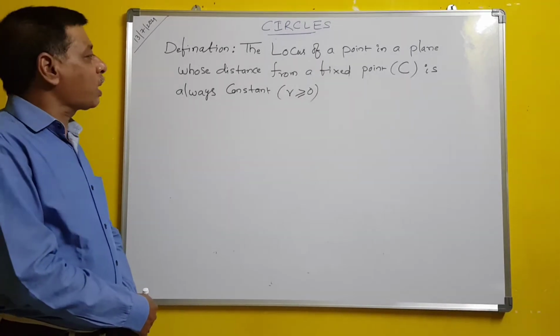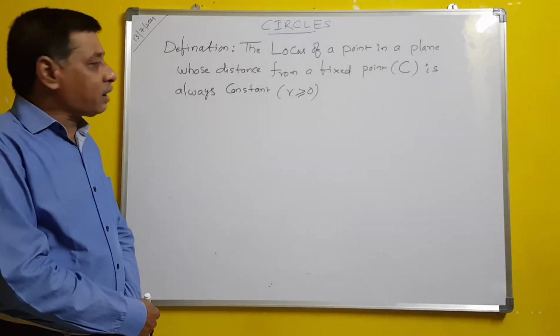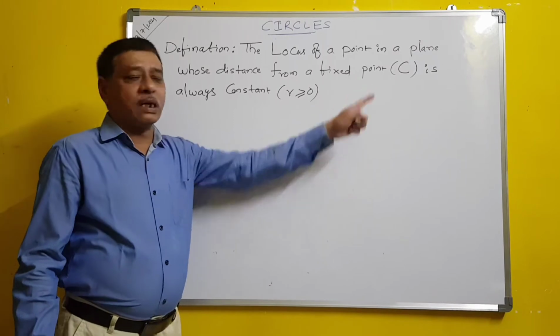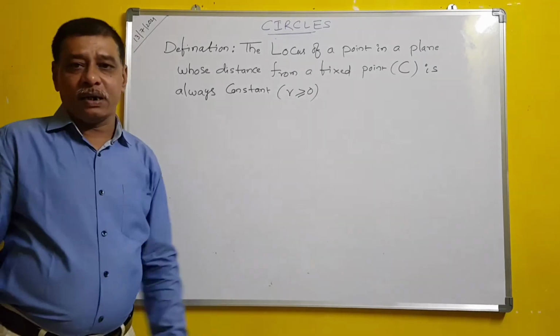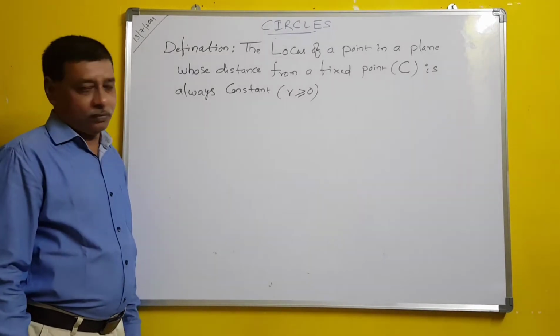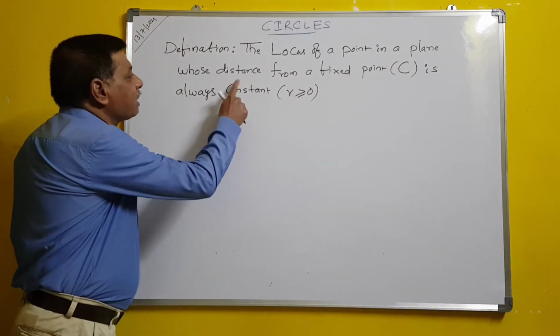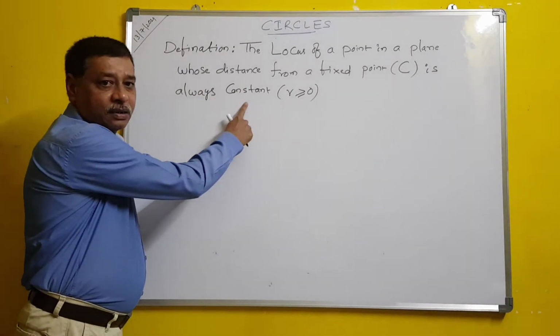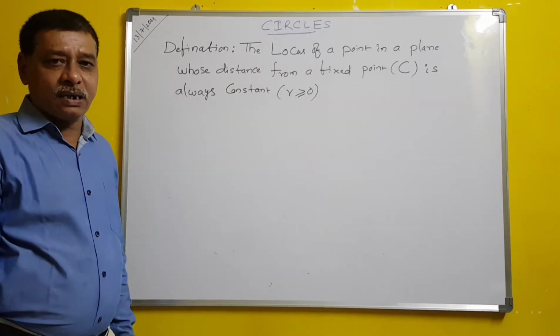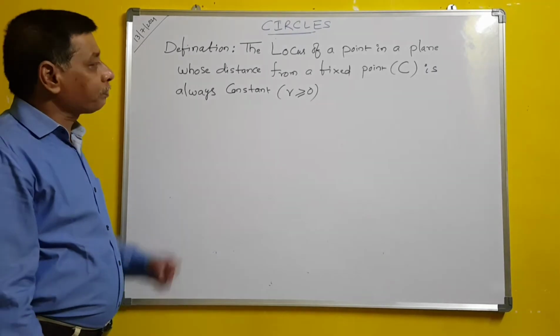Now in this locus definition, there are two things that we have to concentrate on. One is the fixed point. This fixed point is called the center of the circle. And the distance which is constant, this constant distance is called the radius of the circle.